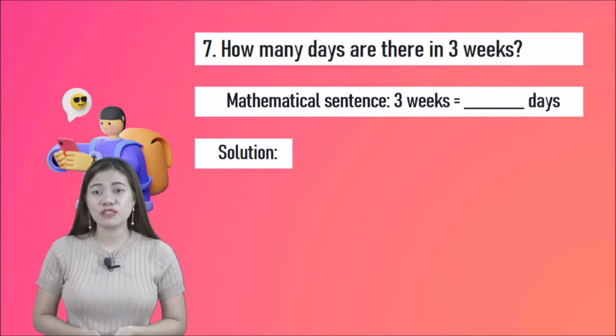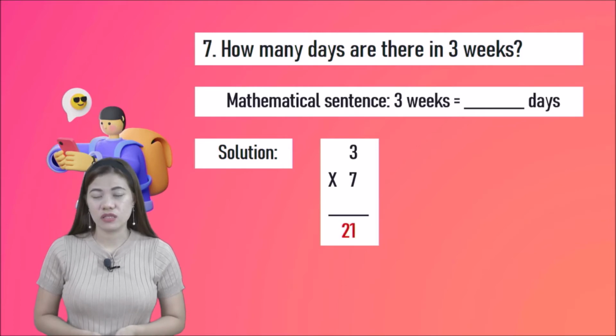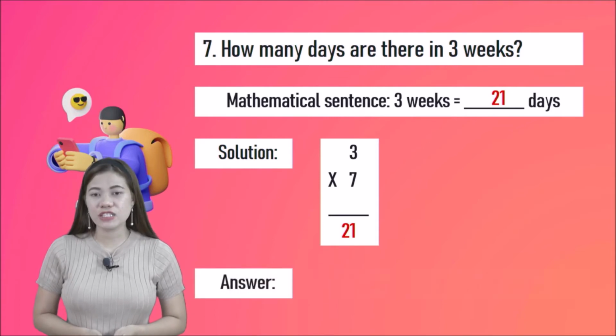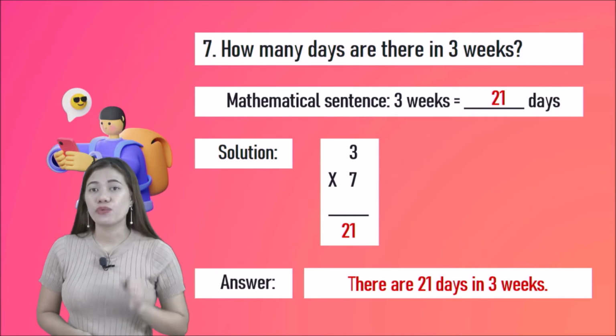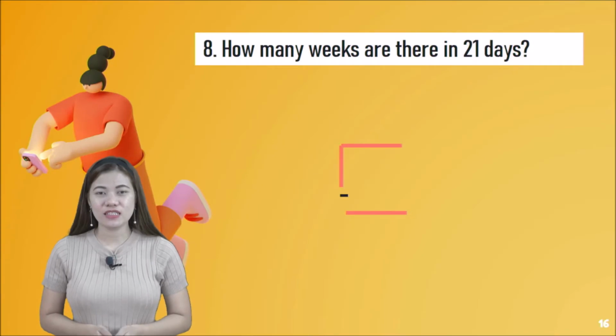So we will just multiply the 7 and 3. So here's our solution. 3 weeks times 7 is equal to 21. So 3 weeks is equal to 21 days. Okay, kids? Our final answer, there are 21 days in 3 weeks. Did you get it, kids? Great job.